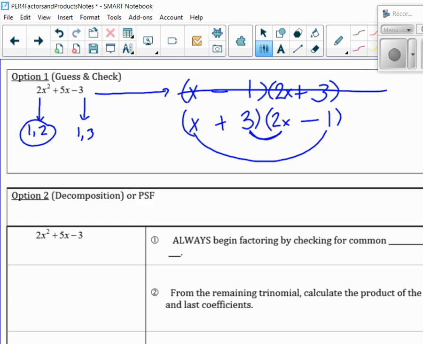Okay? So the biggest mistake people make is they get the middle terms to work, but then they forget that the sign doesn't match for the constant at the end. They'll get the middle term to work, but not the sign for the last. So you have to make sure you FOIL it completely.